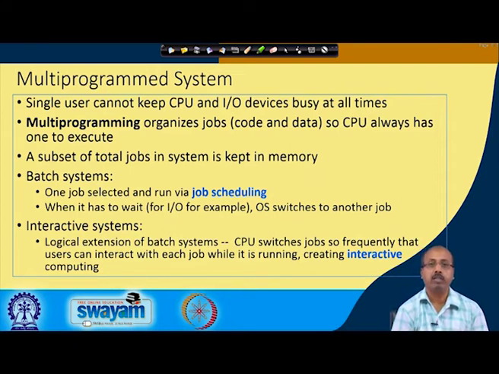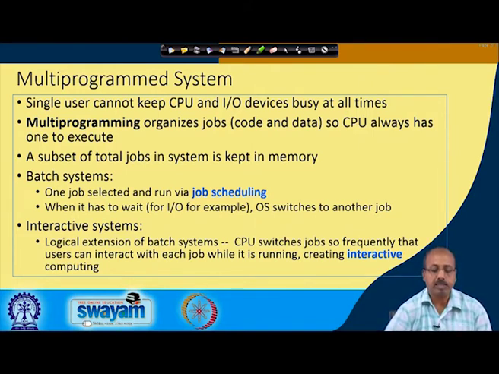If there are multiple users who have submitted a number of programs, then when one user is not giving the data or doing the IO operation, another user's program can be taken up by the CPU for execution. Similarly, if one user is not using the IO device, then some other user's IO operation may be carried out at that time. So, a subset of total jobs in the system is kept in memory, and there are two types of systems. One is called batch system, another is called interactive system.